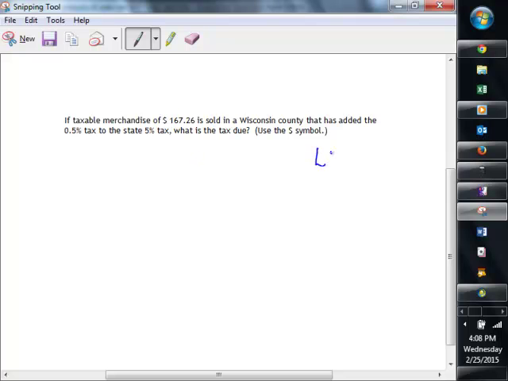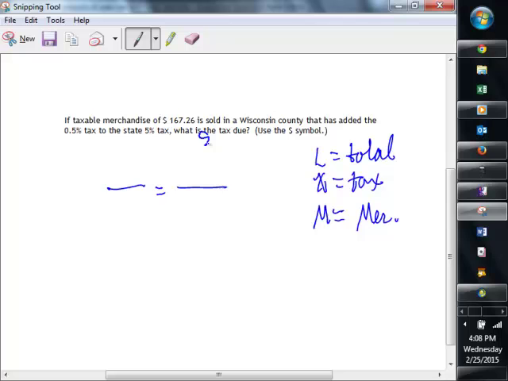We still have the same letters. L is total, X is tax, and M is merchandise. The difference is, we still have the percent sign and the dollar sign. It's always based on the total of 100, but in this case, we are looking for the amount of tax due. So our top letter is X, and it's 5.5.